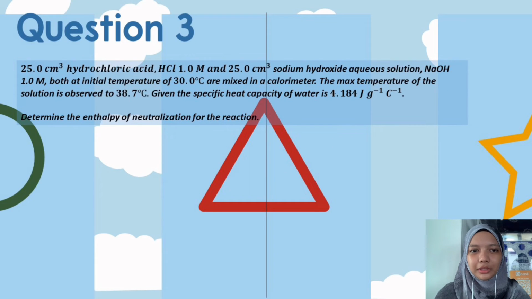25 cubic centimeter hydrochloric acid, 1 molar, and 25 cubic centimeter sodium hydroxide aqueous solution, 1 molar. Both are mixed in a calorimeter. The temperature of the solution is observed to change from 30 degrees Celsius to 38.7 degrees Celsius. So the question asks us to determine the enthalpy of neutralization for the reaction.